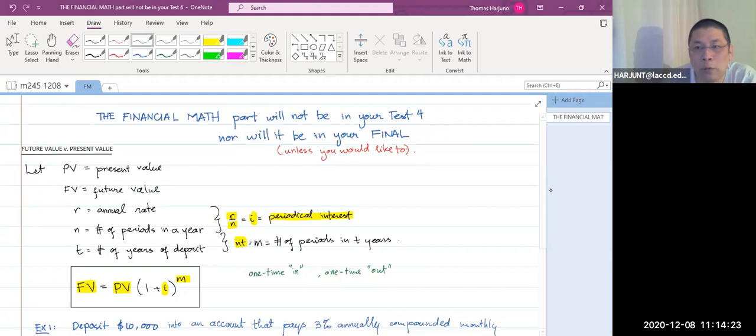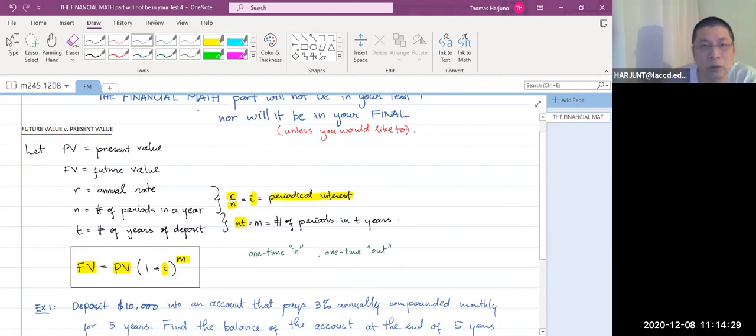Okay, so I will go over the material that I went over last time. But this time I use slightly different notation to emphasize future value and present value. The I is the periodical interest. The M is the number of periods in years. N is the number of periods in 1 year. So M will represent the number of periods in years. Basically, the number of periods per year times the number of years you deposit the money.